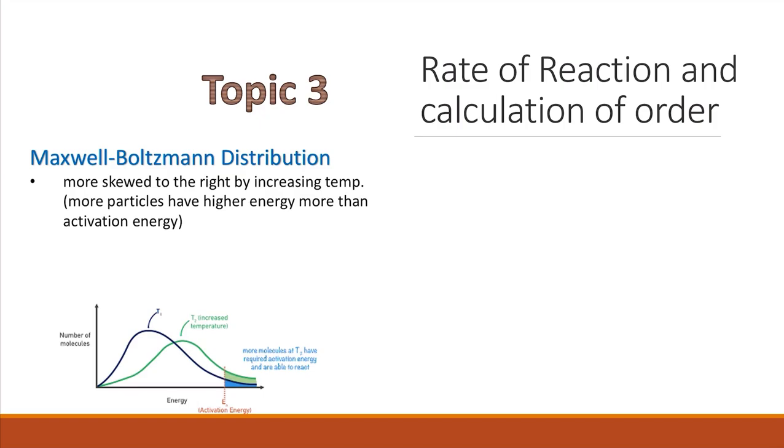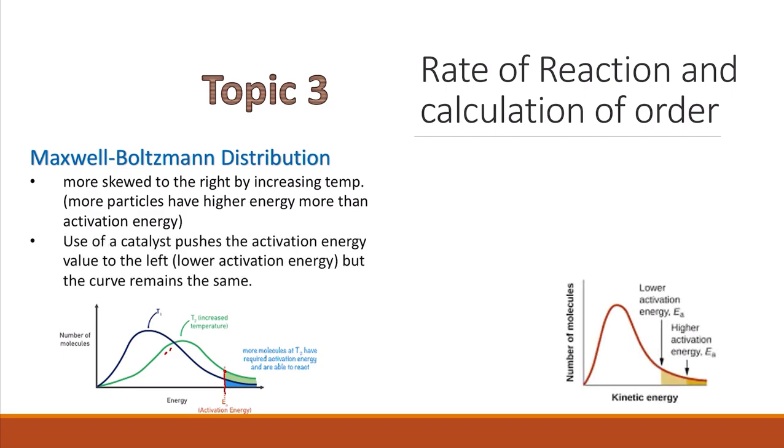The different factors that affect the Maxwell-Boltzmann distribution are quite common in the exam. Last year, they asked about the effect of increased temperature. So remember that when the temperature increases, the curve becomes a bit flattened and more skewed to the right, which means that more of the molecules will have energy higher than the activation energy.